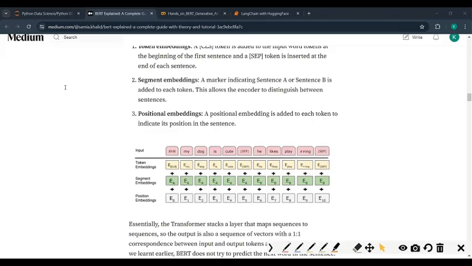Correct? No, we are not talking about users. This is all talking about the learning part. We are not talking about what the user is giving. Everything we are talking about till now is learning, how BERT is learning something.